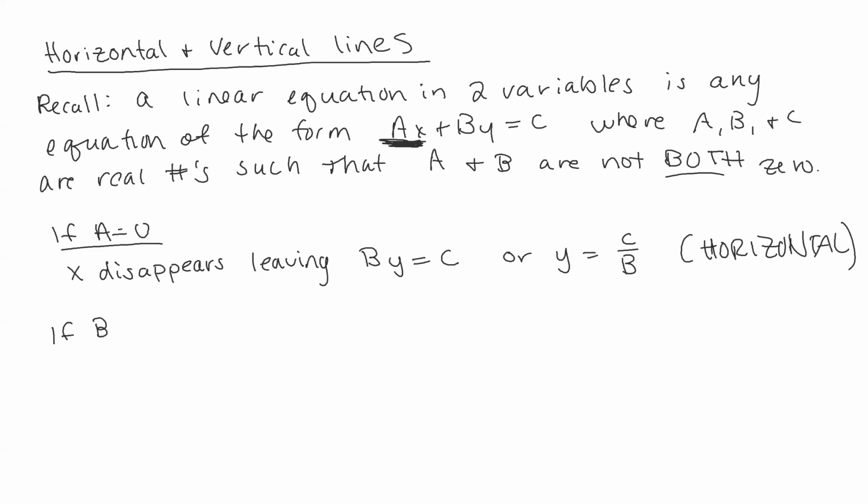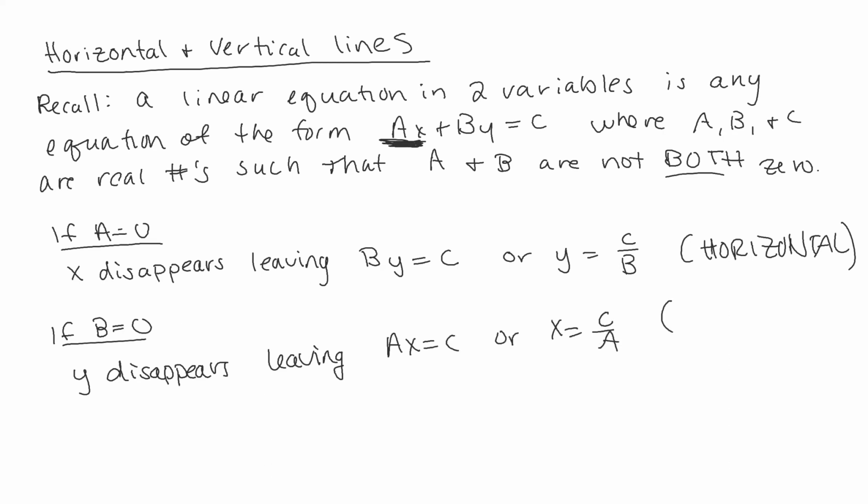If B equals 0, y disappears, leaving AX equals C or X equals C over A. This is when you get a vertical line. Okay, so just know there's a rhyme or reason to this definition that I gave you at the beginning of the video, and that whole when A and B are 0, something happens. That's what causes us to get a horizontal and a vertical line. Okay, so that's kind of your background information. Let's get back to the worksheet.